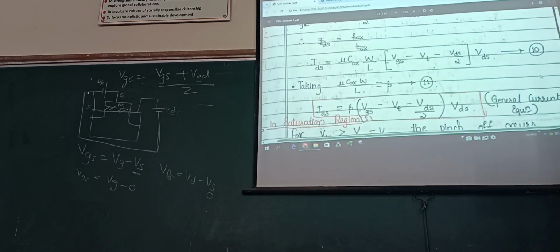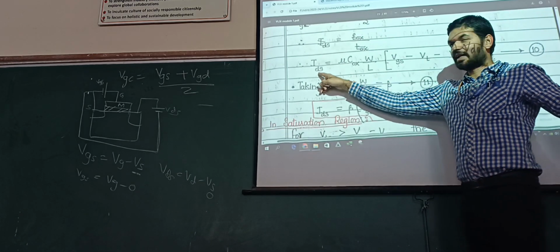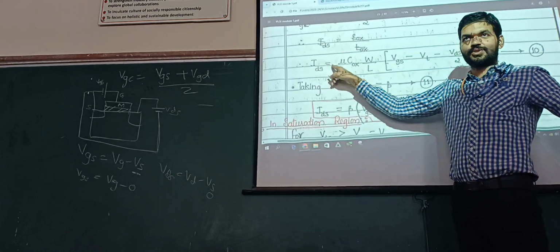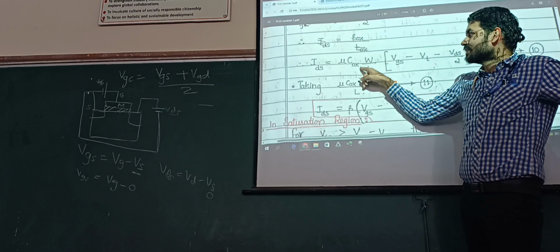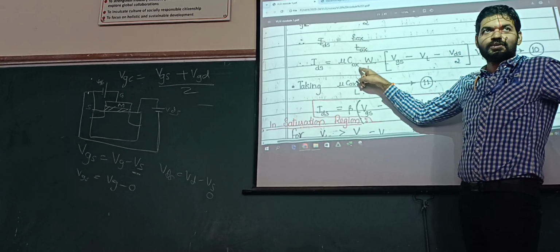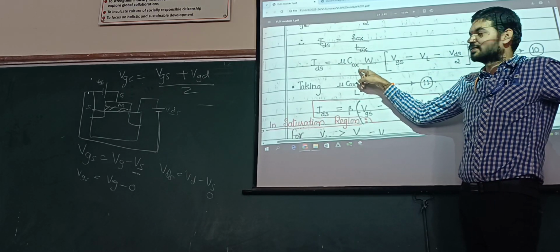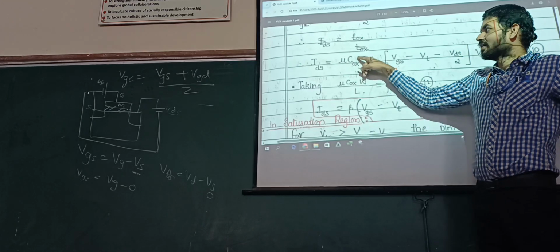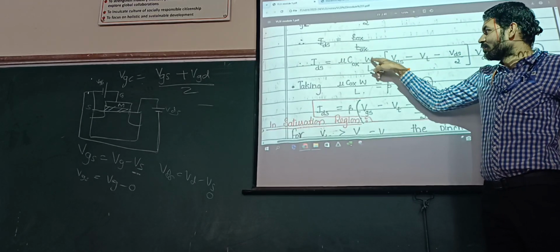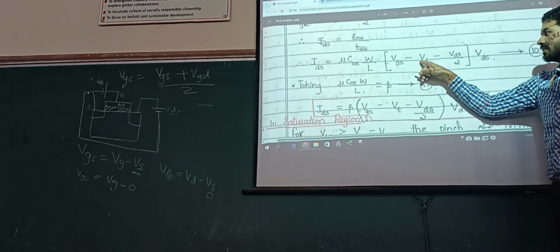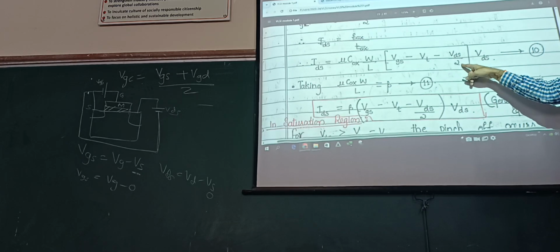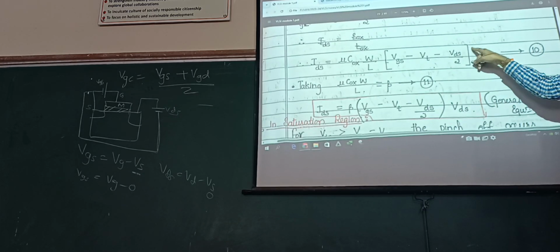Fine. So the equation which we have got is IDS equals mu into Cox, where Cox is actually epsilon naught by Tox. We saw this earlier. W by L, VGS minus VT minus VDS by 2, into VDS.